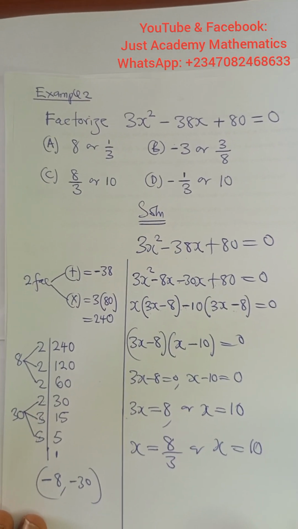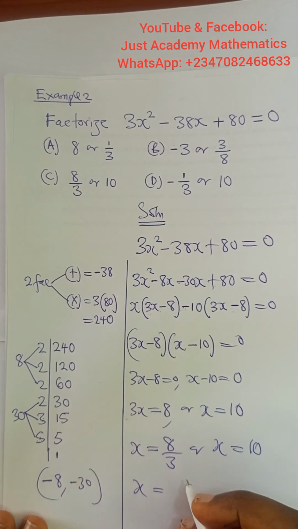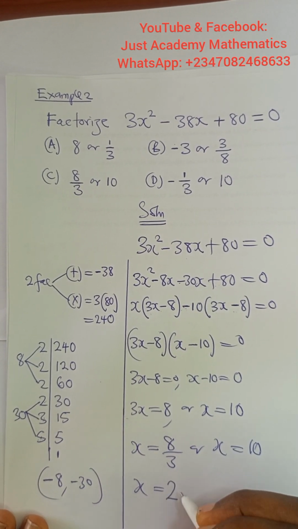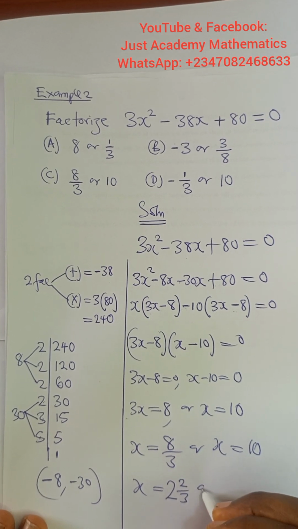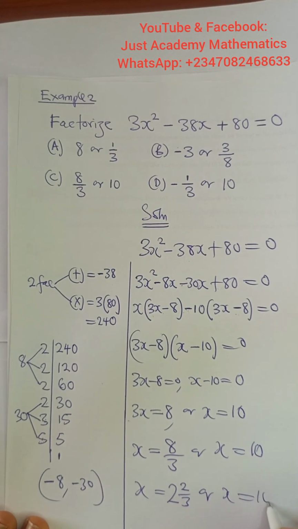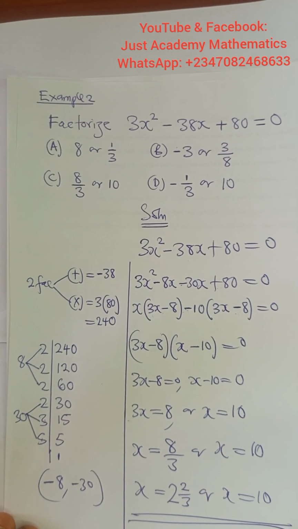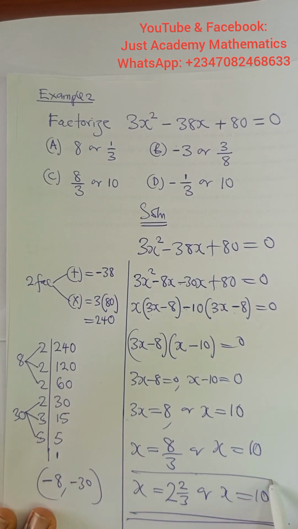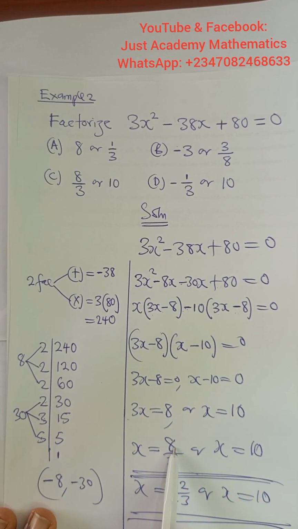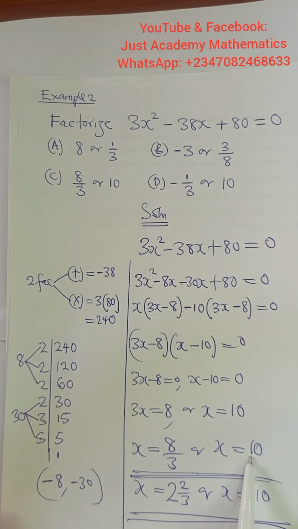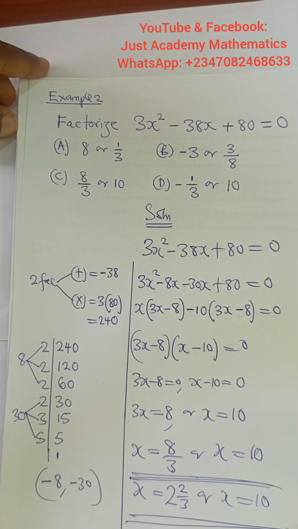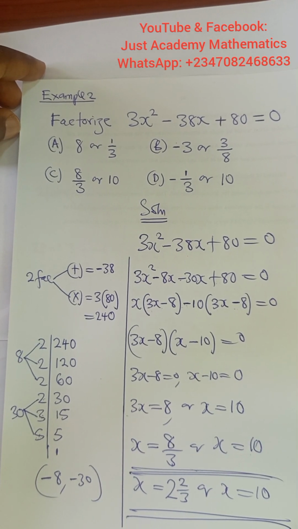You can leave it like that, but in maths, we can put this one in mixed fraction as 2 whole number 2 over 3, or x is equal to 10. So this is the answer. They stop here. That is option C. This is where they stop. So they stop here, 8 over 3 or 10. Well factorized. So that is maths. It's just about principle.